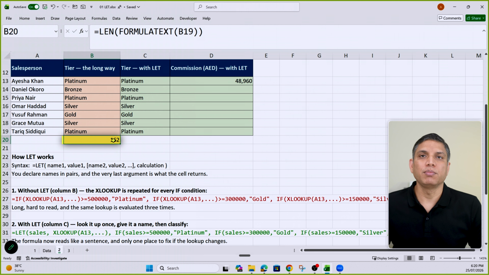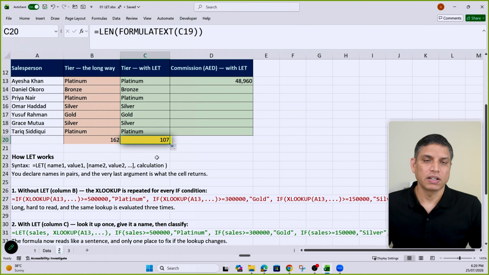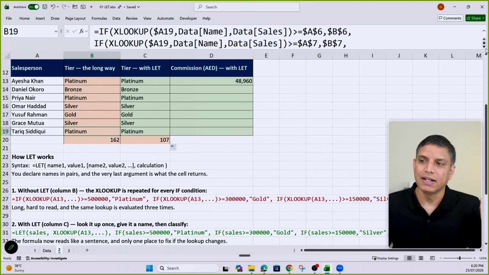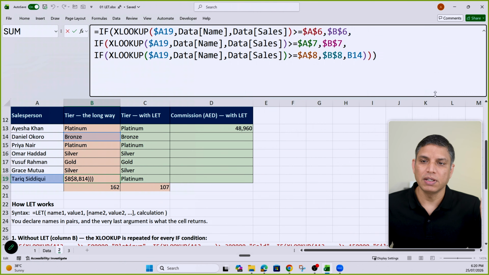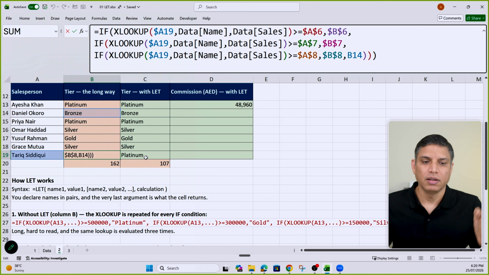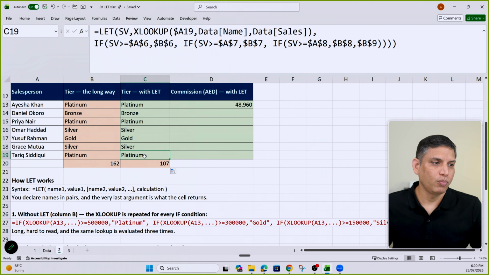162 characters are being utilized in formula writing. And over here, 107. But it's not about the number of characters. It's about the clarity in understanding what is being written in the formula. Here it's so simple. How many of you understood the value of the LET function?